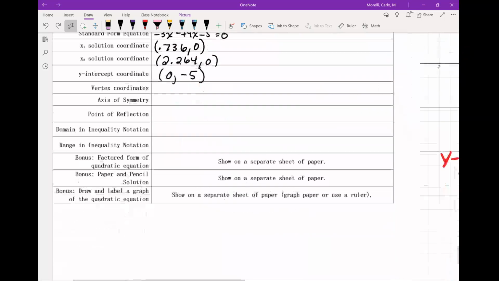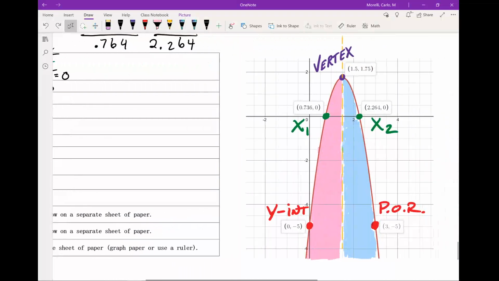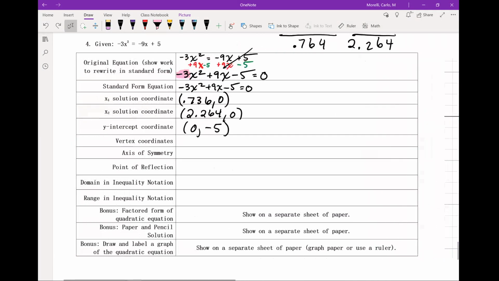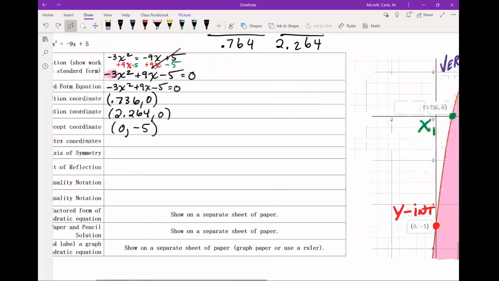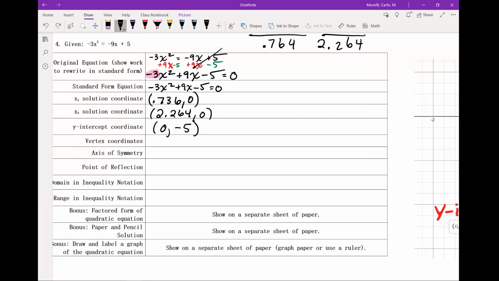Okay, never mind. I thought I learned something new, anyway, we'll move on. So we'll just write down the vertex coordinates, which are 1.5, comma 1.75. I was still trying to understand the vertex.